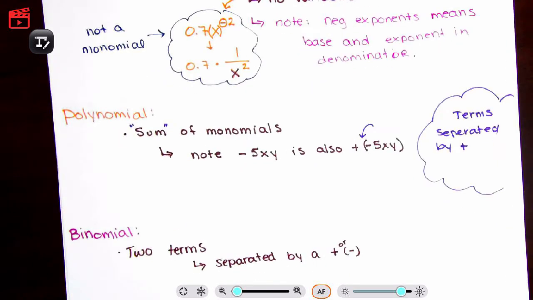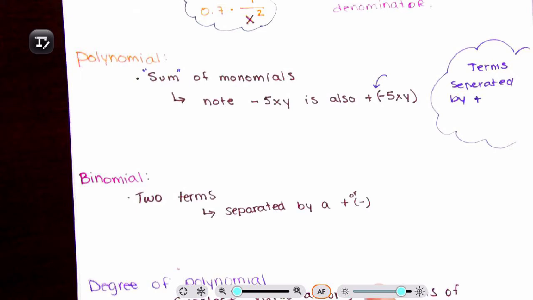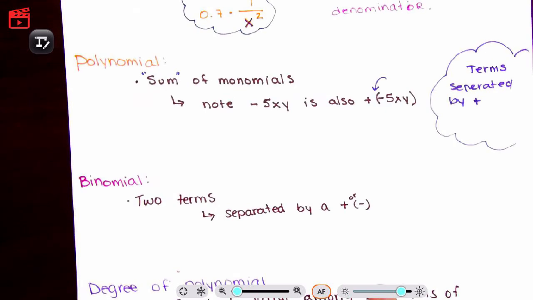A binomial, let's shift this a little bit more. A binomial has two terms. So not many, just two. And those two are separated by a plus or adding a negative, so plus or a minus.